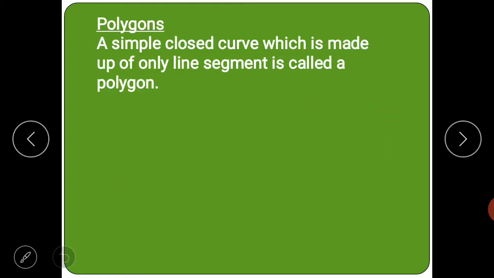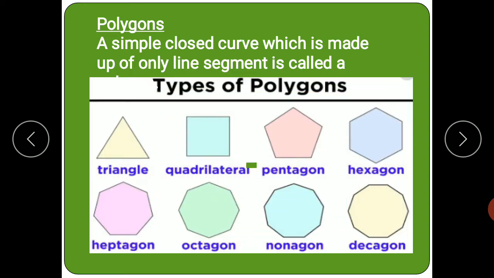Okay, let's go to polygons. A simple closed curve which is made up of only line segments is called a polygon. Poly means many, gon means side. So a many-sided shape is called a polygon. See, these are all polygons. A simple closed curve made up of only line segments is called a polygon. Poly means many, gon means side, a many-sided shape.